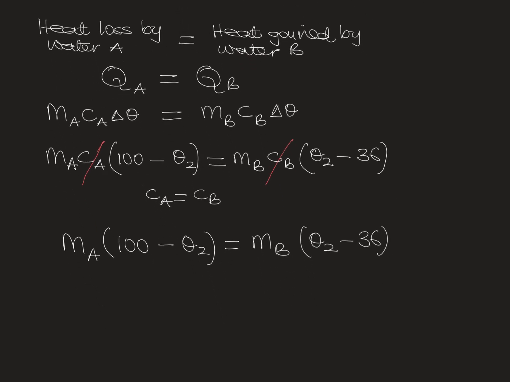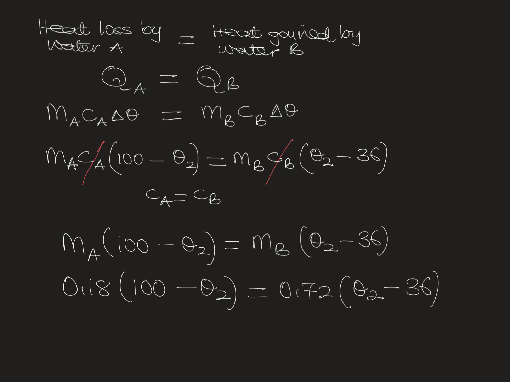So we can say mass of A is 0.18 into 100 minus theta 2. This is equal to the mass of B, which is 0.72, into theta 2 minus 36. 0.18 times 100 is 18, minus 0.18 times theta 2 is 0.18 theta 2. This is equal to 0.72 times theta 2 is 0.72 theta 2, minus 0.72 times 36, that is 25.92.